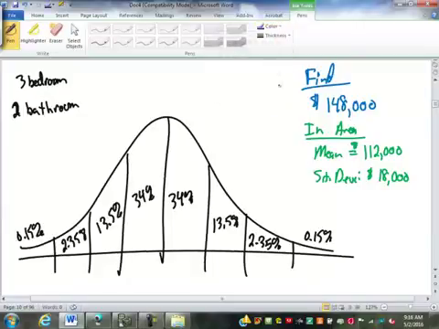Got our percents in there, right? What goes in the middle? 112,000. I'm just going to put 112. So subtracting 18, this would be 96, 78, and 60. This would be 130, 148, and 166, right?